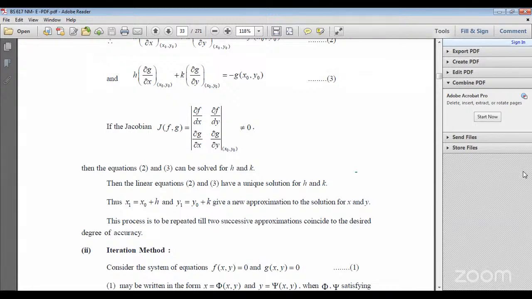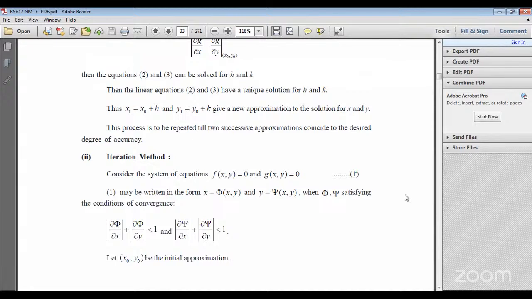The equations 2 and 3 can be solved for h and k. The linear equations 2 and 3 have a unique solution for h and k. x1 is equal to x0 plus h, y1 is equal to y0 plus k. The approximation of the solutions x and y we are taking here by the iteration method. Here consider the system of equations f(x, y) = 0 and g(x, y) = 0. When they are written in the form x is equal to phi(x, y), y is equal to psi(x, y), therefore phi and psi satisfy the conditions of convergence here.